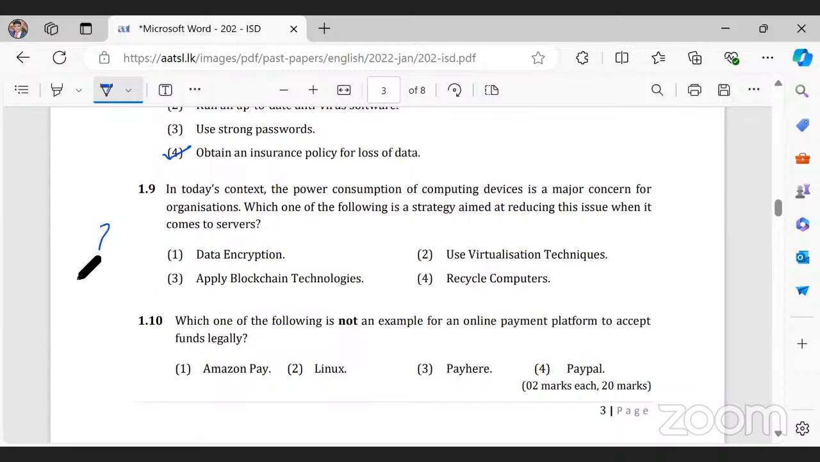In today's world, the power consumption of computing devices is a major concern for organizations. Which one of the following is a strategy aimed at reducing this issue?